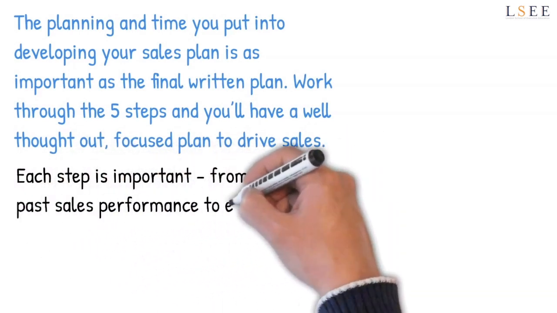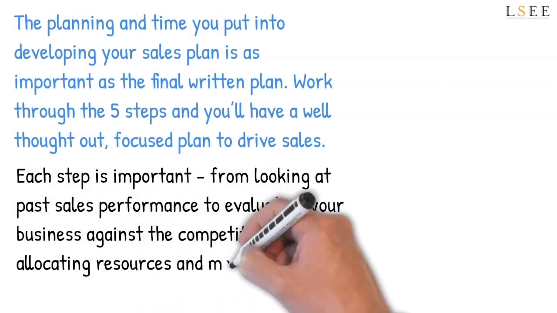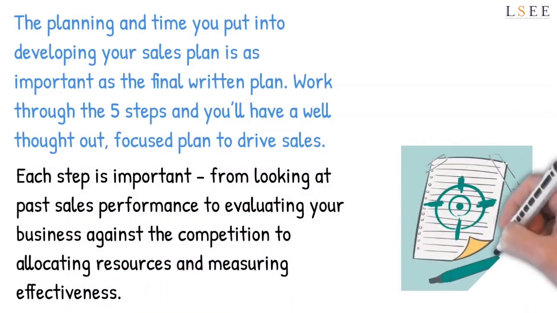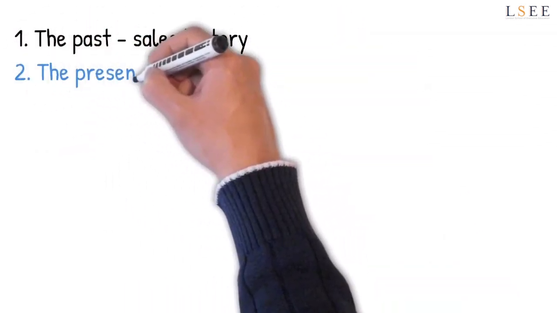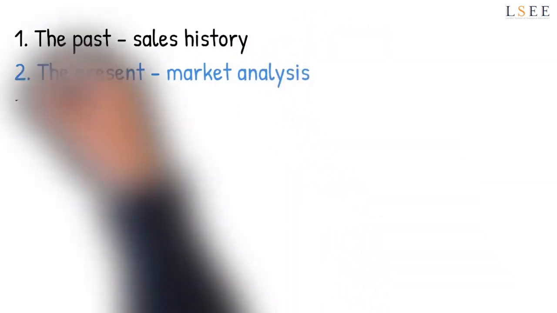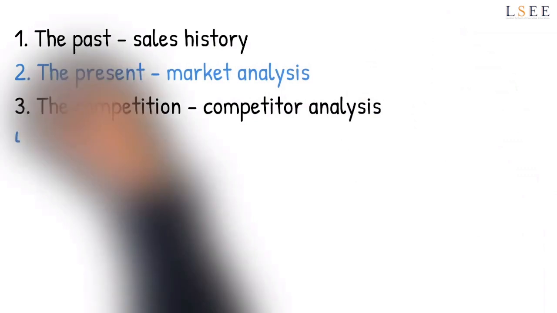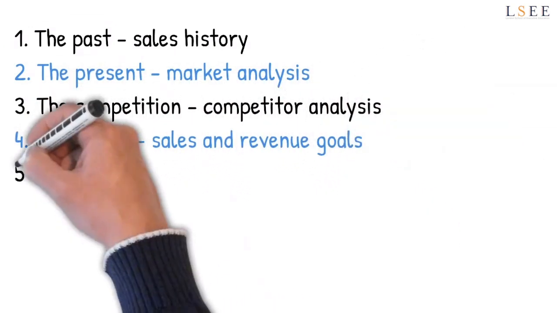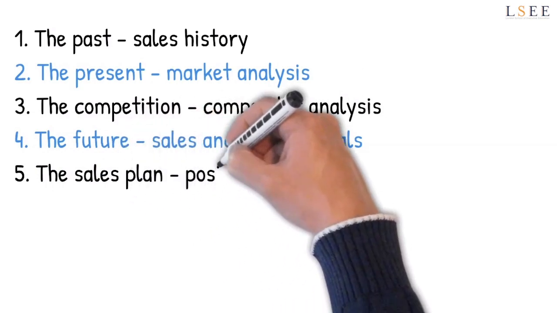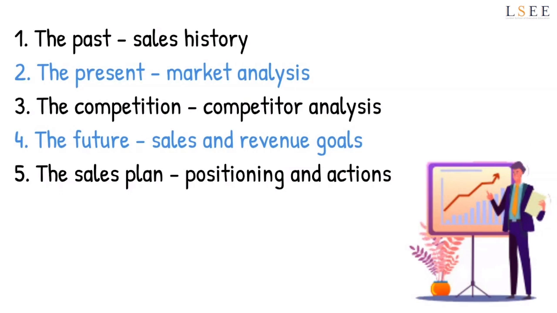Each step is important, from looking at past sales performance to evaluating your business against the competition to allocating resources and measuring effectiveness. 1. The past, sales history. 2. The present, market analysis. 3. The competition, competitor analysis. 4. The future, sales and revenue goals. 5. The sales plan, positioning and actions.